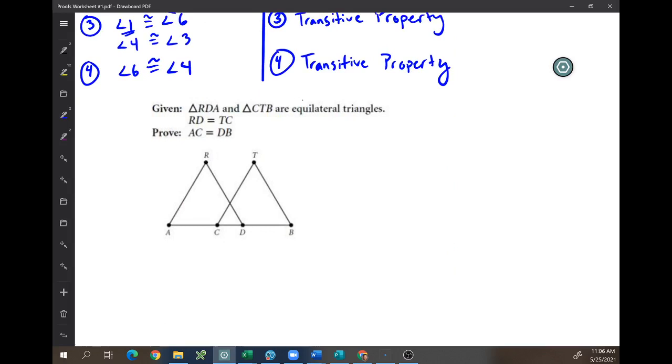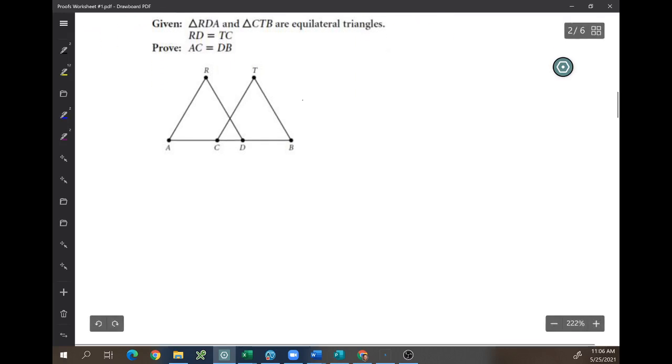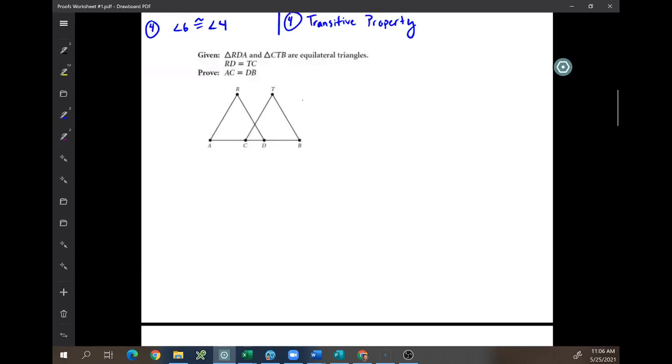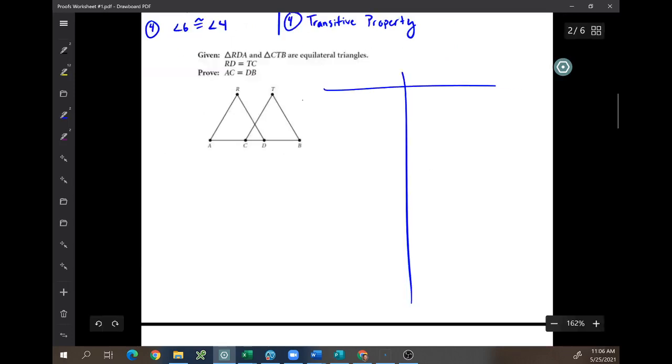And this is given that triangle RDA and triangle CTB are equilateral triangles, and also given that RD is equal to TC, prove that AC equals DB. So I might even do this one big here so I don't run out of room this time. So we have our statements and our reasons.